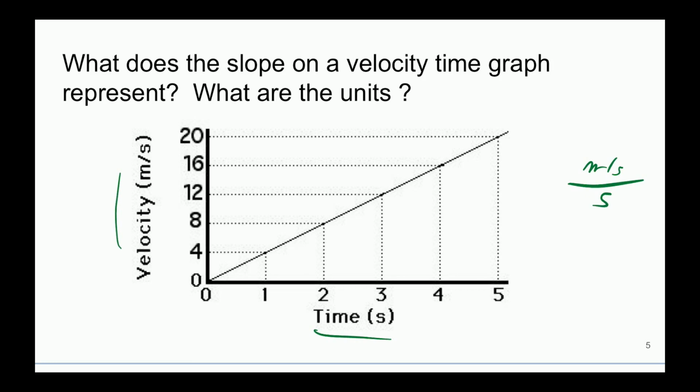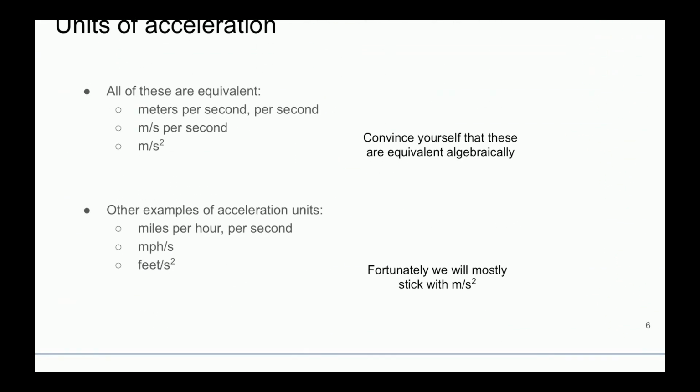Okay, so what would the slope of this be with units? Let me see. I'm going to do some math. It looks like it's 20. This is rise over run, right? 20 over 5. It's plus 4 meters per second per second. Now, the units are weird, right?